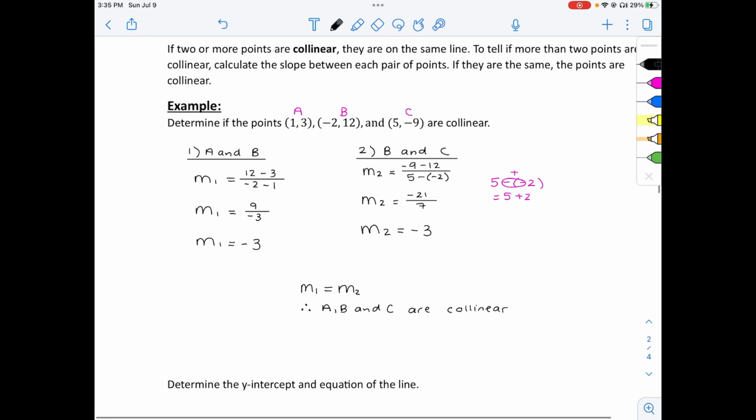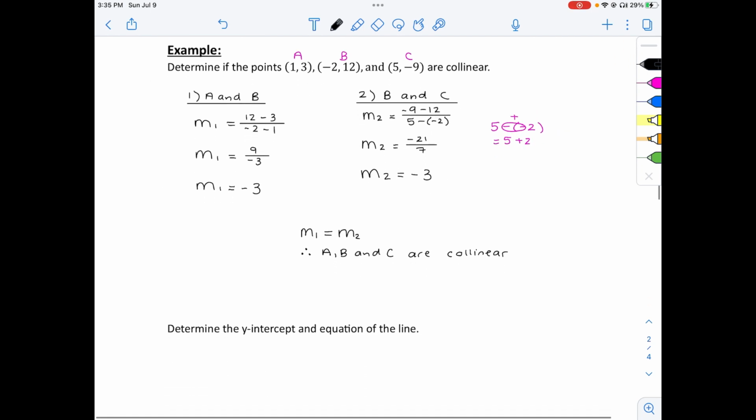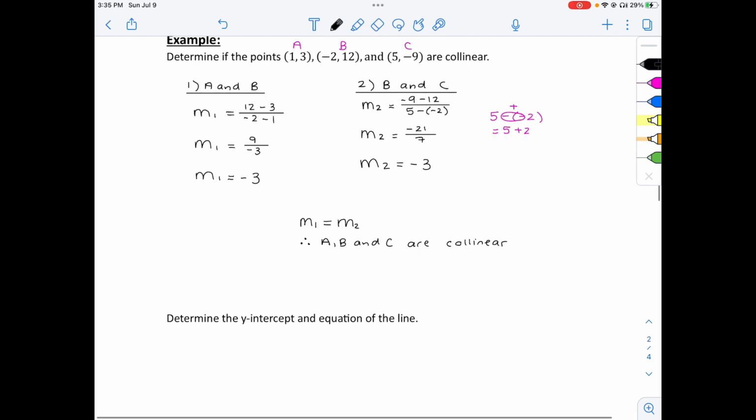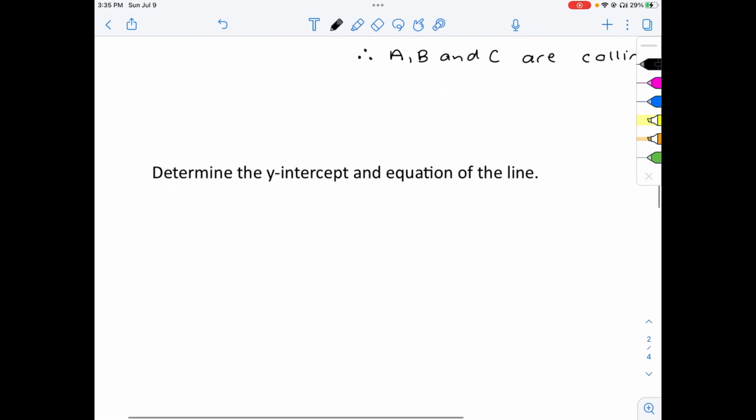So what I can do with that then is I can figure out the y-intercept of the line as well as the equation of the line. Okay, so I'm going to show you how to do that algebraically, and then that will roll into the next skill that we are going to do. So we know that the slope has to be -3, right? We just calculated that. So we know m equals -3.